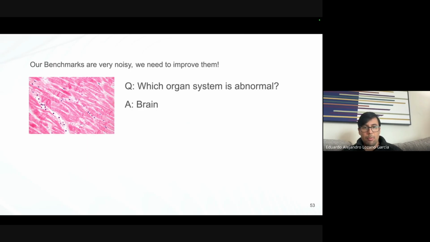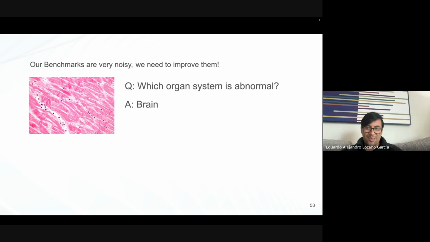I'll show an example here, which is a tile from a histology section, right? So let's say a crop of some large area of a tissue. And the question is, and this is not per se the exact question, but it's of the same flavor, which organ system is normal? And the answer is brain.